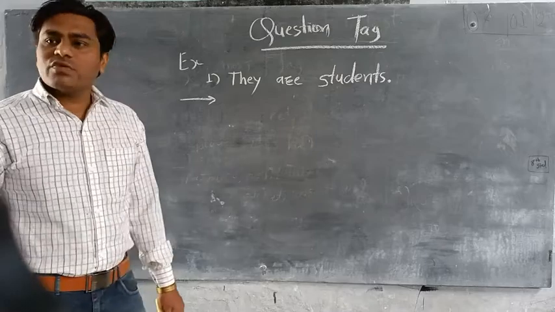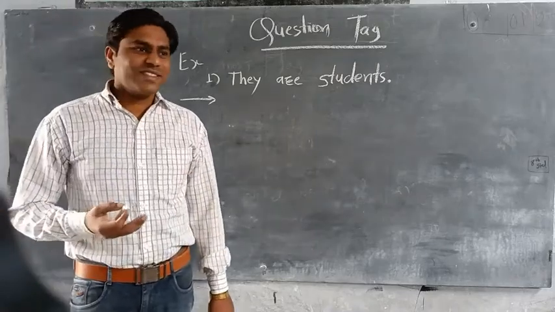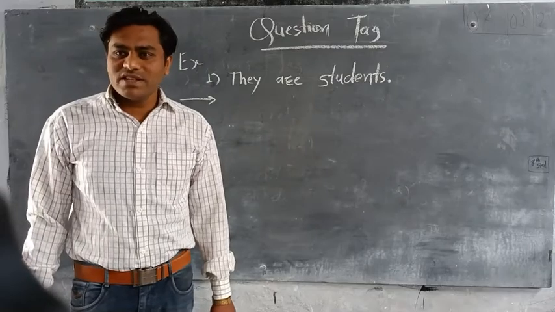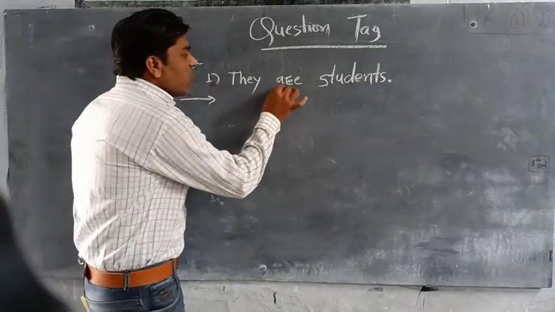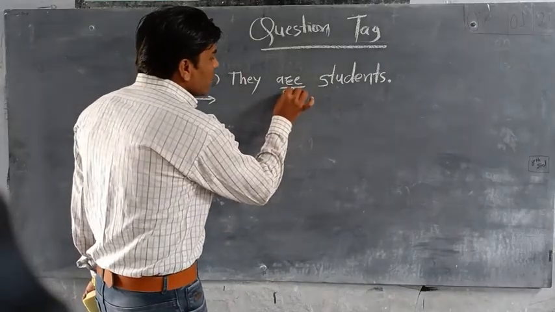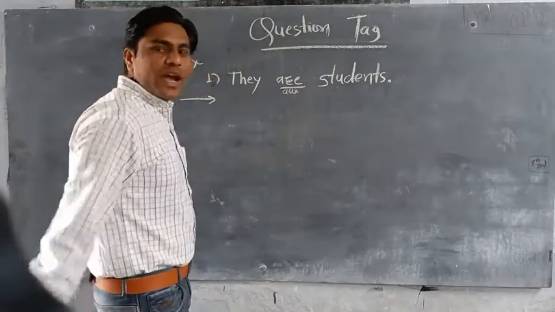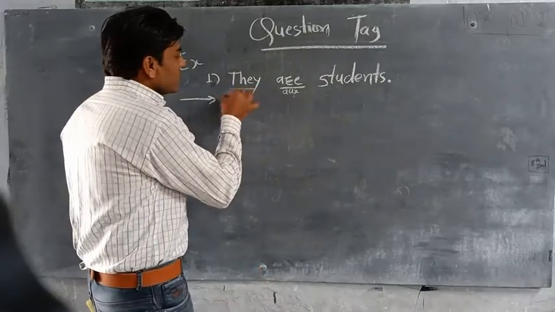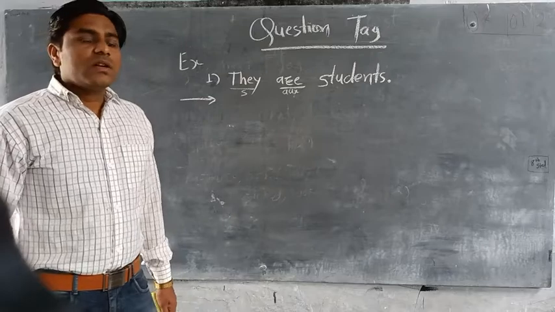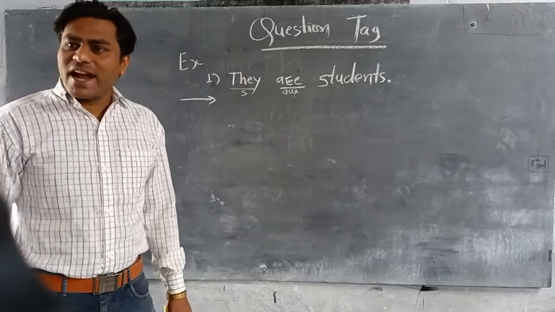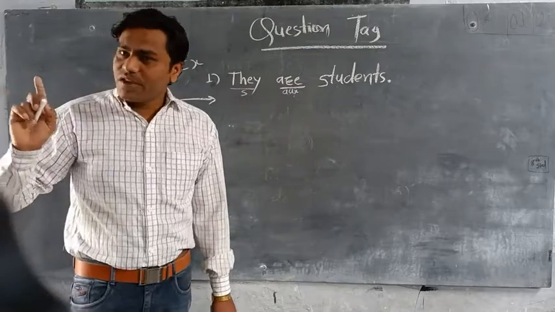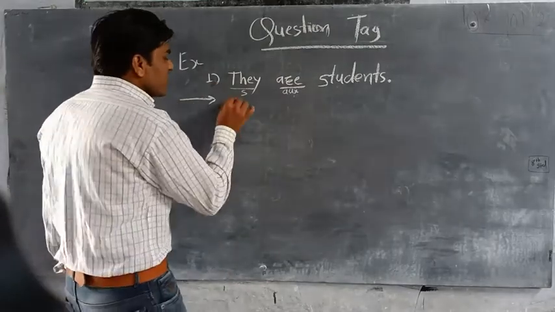At the very first, we have to identify the sentence. It is the present tense, and it is the auxiliary verb. I write here auxiliary verb, and it is the subject. So the first rule is that we have to write the sentence as it is in the question tag.